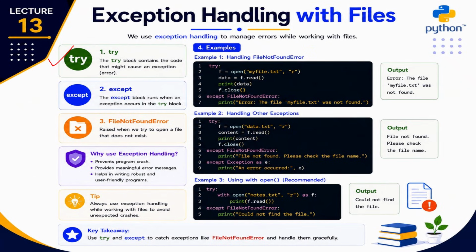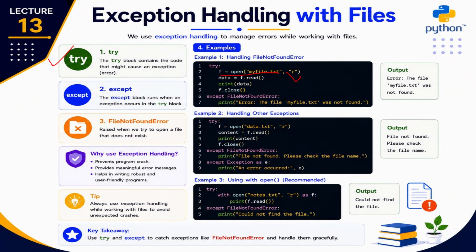The try block contains the code that might cause an error. For example, you can see here the example. Here we are trying to open and read a file. So f is equal to open myfile.txt, and here we are reading the file. You can see data = f.read, print, and then we are closing the file.